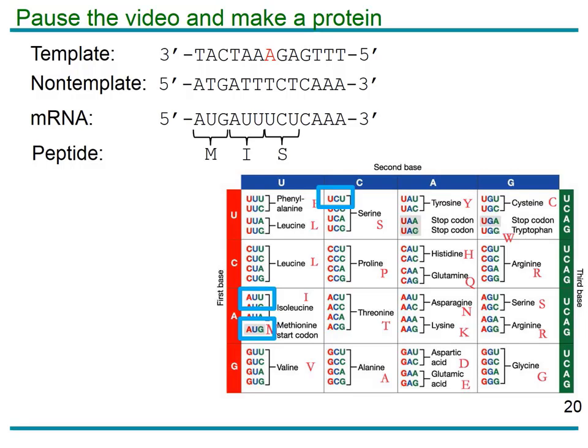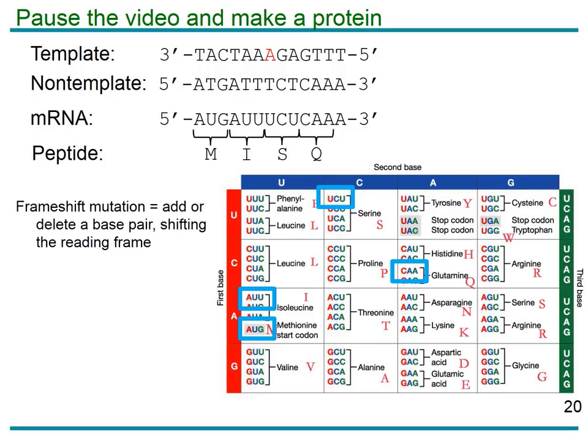Now we have a missense mutation. What used to be an L is now an S, so it used to be a leucine, now serine. And then we have a glutamine inserted after the S. So we've had what's called a frame shift mutation. We added a base pair. A frame shift can be an addition or a deletion of a base pair, and that shifts the reading frame downstream of that mutation.